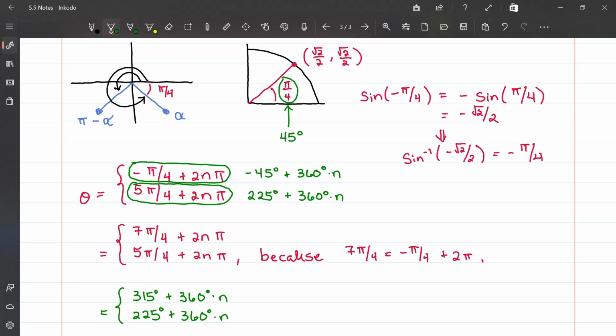If you want to see the final result, we simply scroll down a little bit and we can see it here. Instead of 7 pi over 4 plus 2n pi, 5 pi over 4 plus 2n pi, we would have 315 degrees plus 360 times n, or 225 degrees plus 360 times n. You could also get these results if you simply took all the answers that we got in radians and multiplied by the standard conversion rate of 180 degrees over pi.